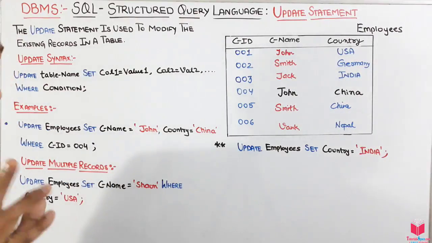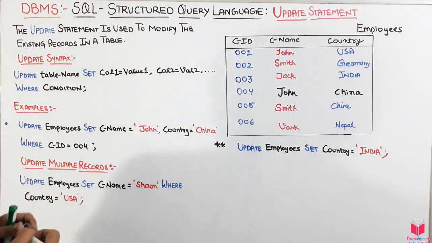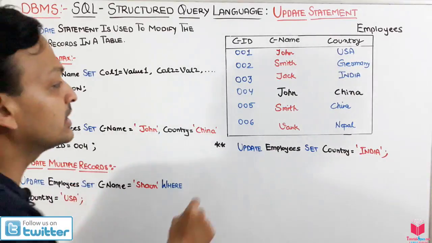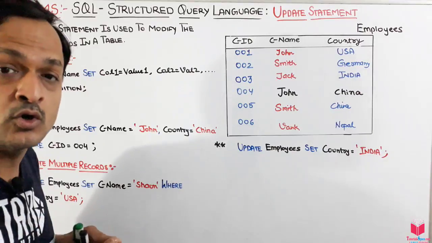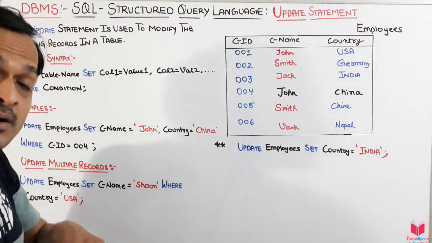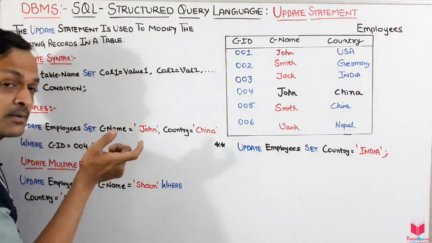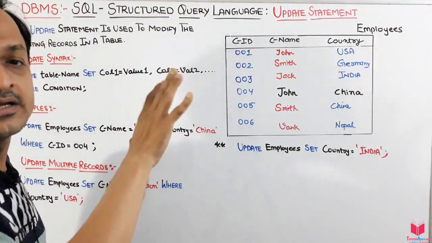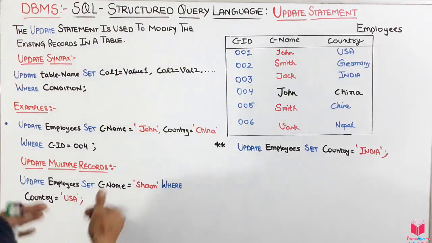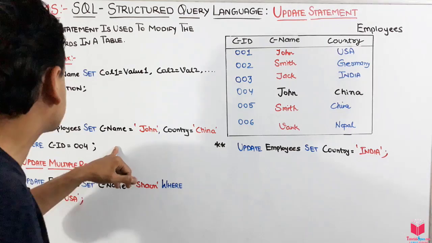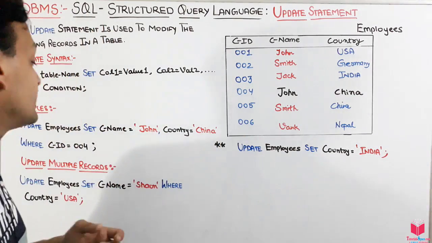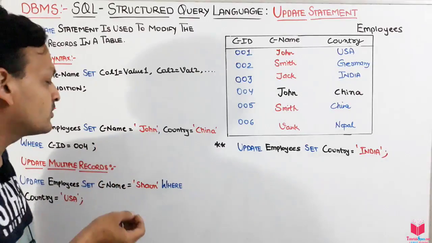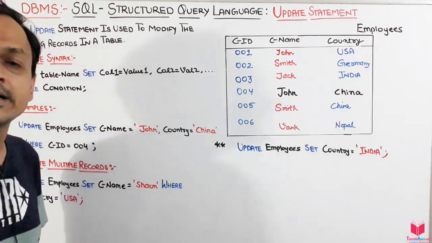Okay guys, remember the first thing: after this query it's not going to show only this 004, John and China. No, it is an update command. It will not show you the table. It will update the table inside. It's not going to show the updated table after this. You have to use SELECT * FROM employees to see all the updated values under those attributes.